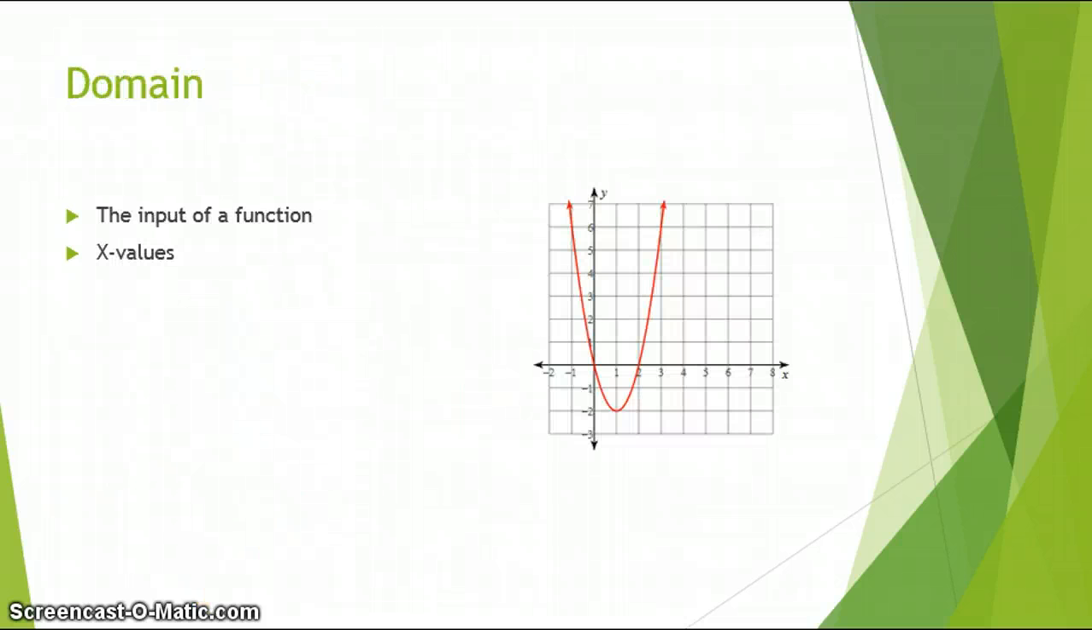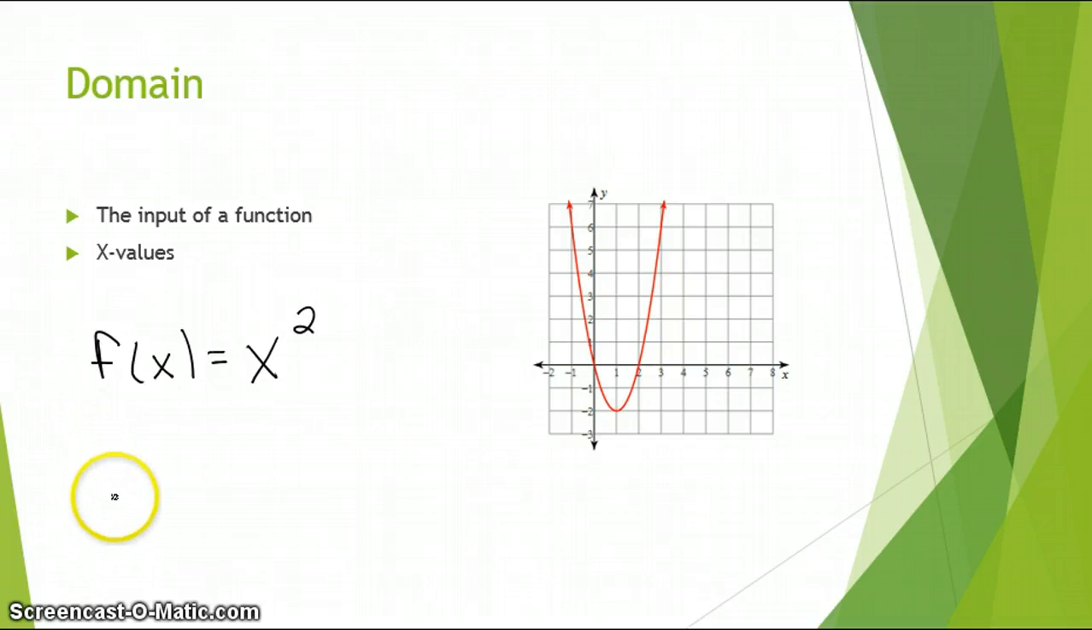The domain is the input of a function, or the x values. So if I had a function f(x) equals x squared, I can plug any x values into that equation. For that reason, the domain of this graph or any quadratic function would be all real numbers.